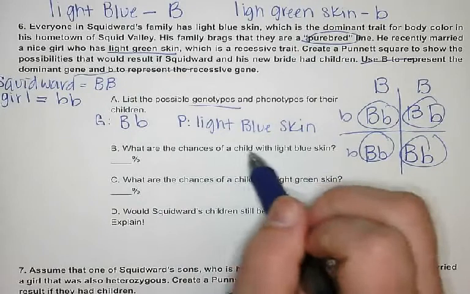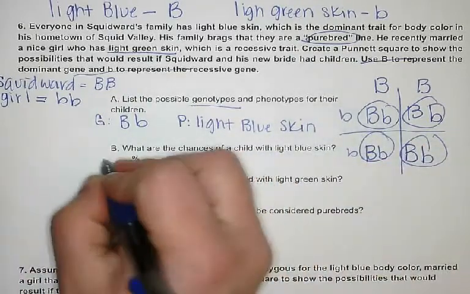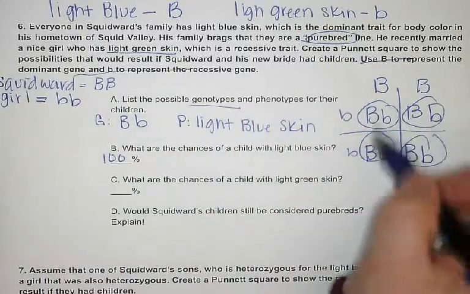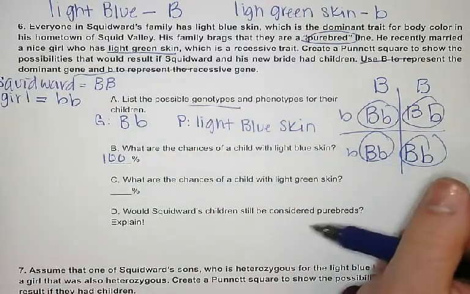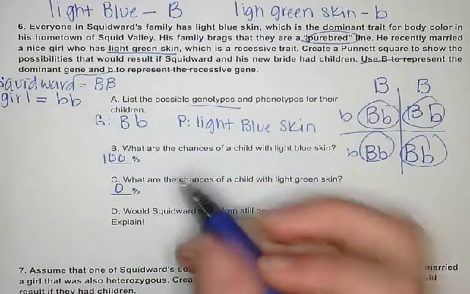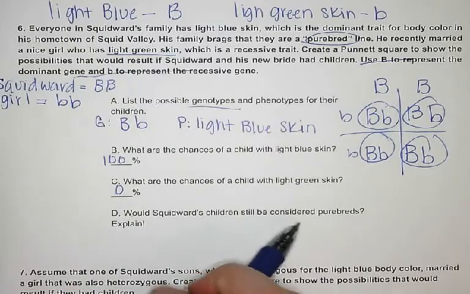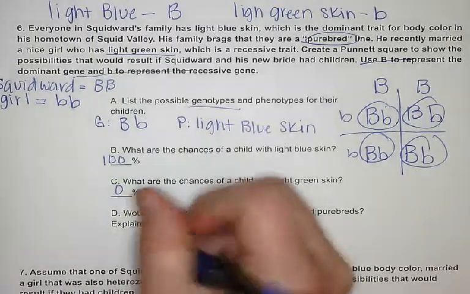What are the chances of a child with light blue skin? 100%. Because they all have big B. What are the chances of green skin? 0%. Would Squidward's children still be considered purebred? Explain. No.